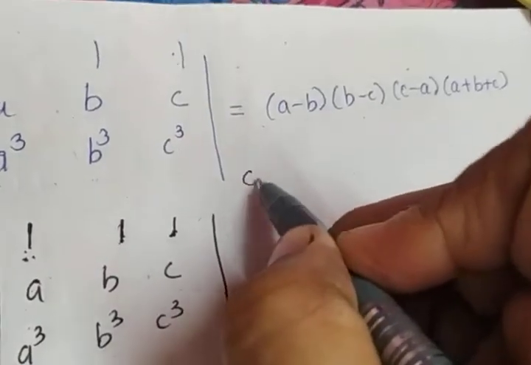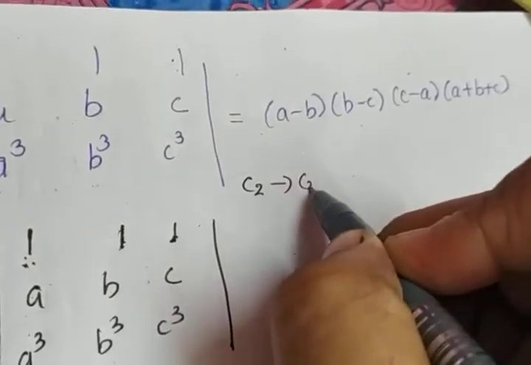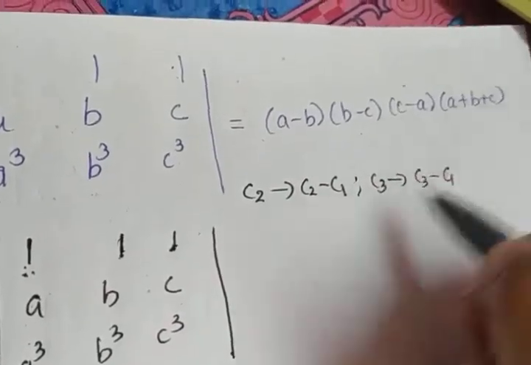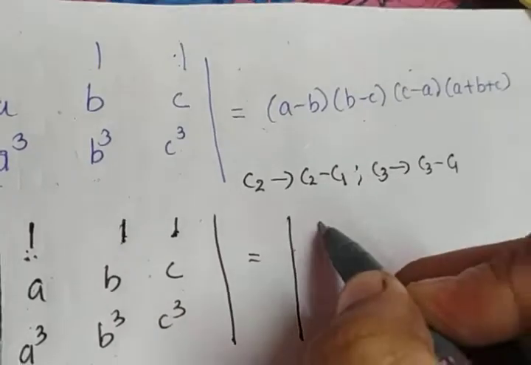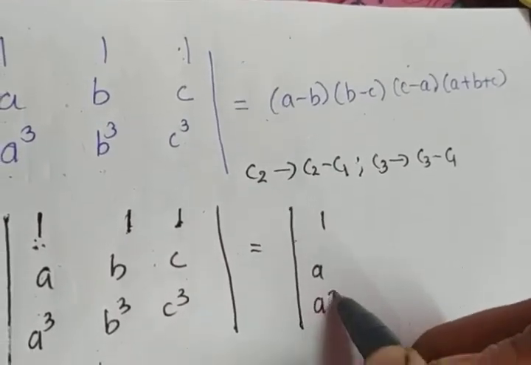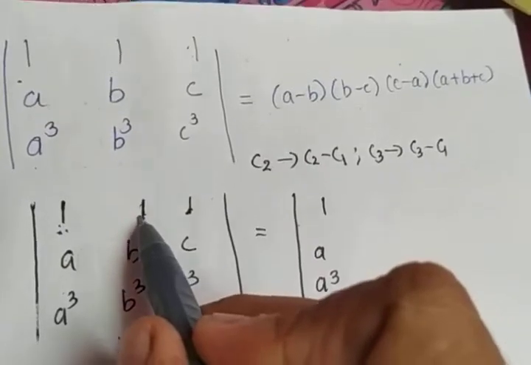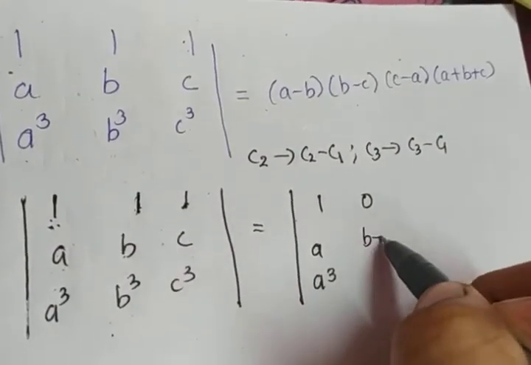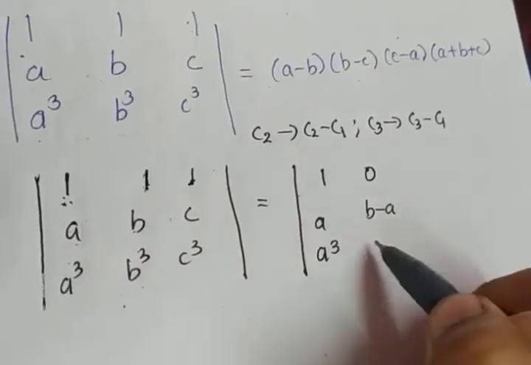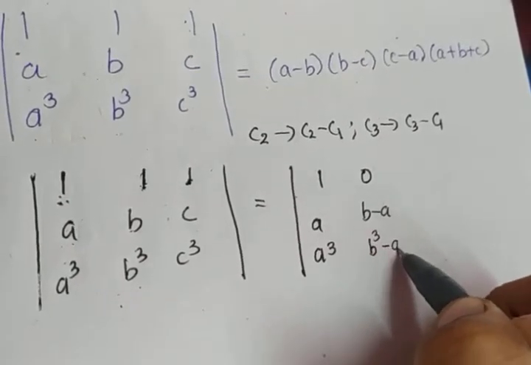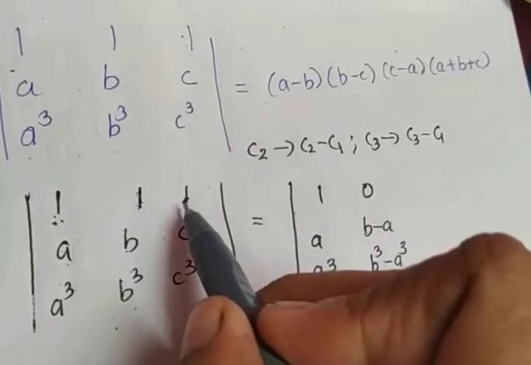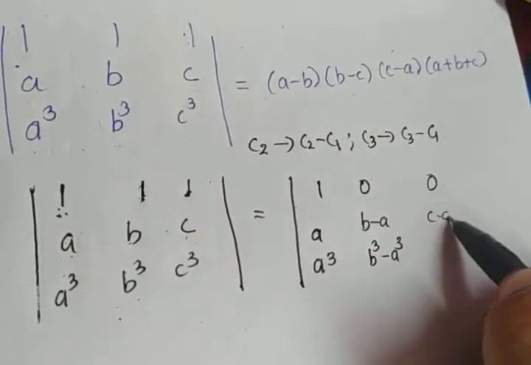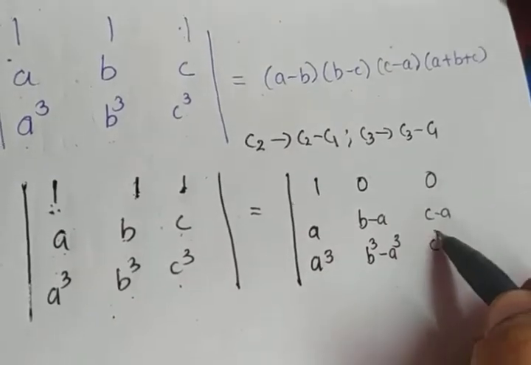So those transformations I am doing: C2 changes to C2 minus C1, and the same way C3 changes to C3 minus C1. The first column remains the same, 1, a, a cube. What will be the second column? 1 minus 1, 0. Here it is b minus a, no change. And the third one is b cube minus a cube. Again, third column, 1 minus 1, 0, c minus a, and the third one is c cube minus a cube.